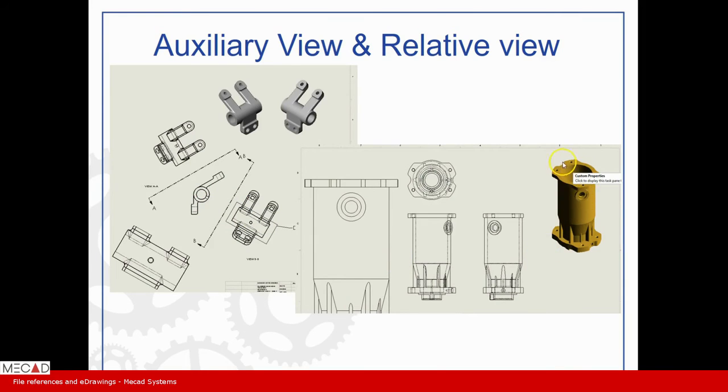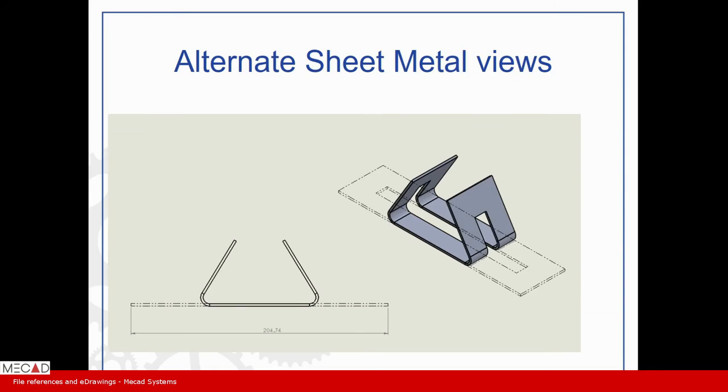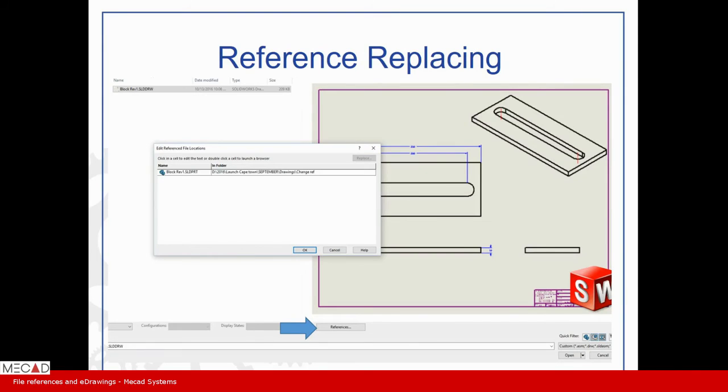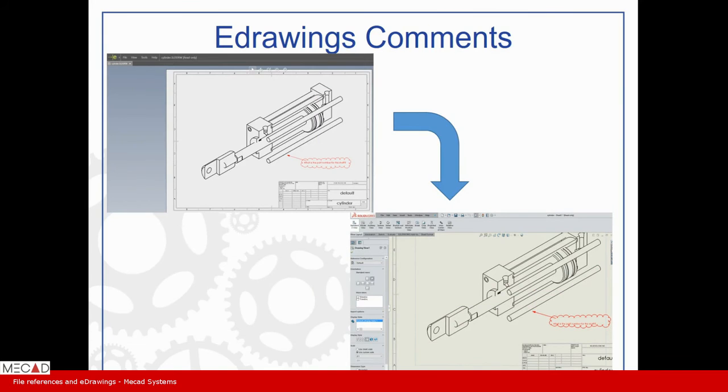So here's an example of a model with a boss on the side. How do I look at that boss straight onto the normal of my screen so that I can dimension it? I'm going to be using a relative view to show you how to do that. And this is a nice little trick on alternate sheet metal views, where I have a bent up sheet metal component and I would like to see it in a ghosted flattened out stage. There's a little trick for doing that. And then I'm going to be ending off with the reference replacing, showing you how to replace the references when opening a drawing, and comments in eDrawings, a really nice little tool for that as well.